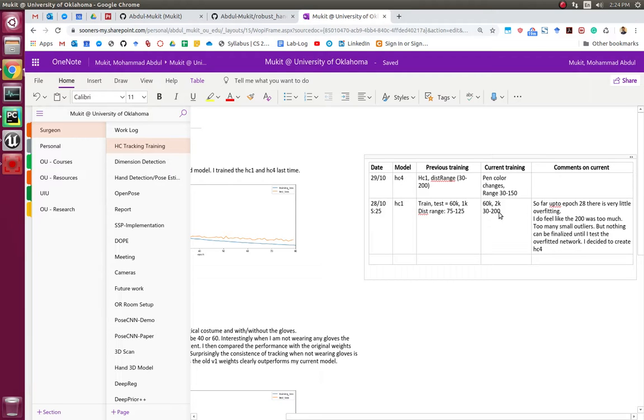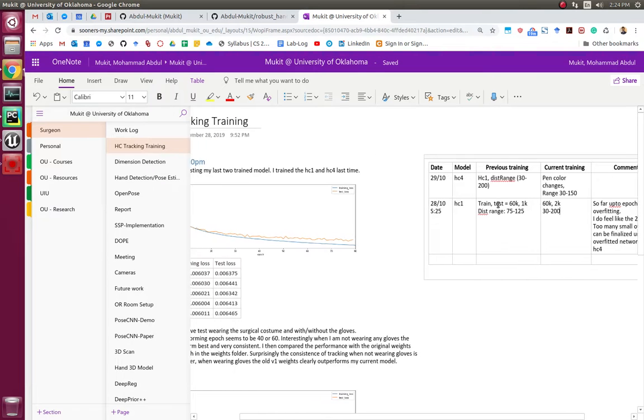And here one thing I changed from my previous iteration of training is that I'm changing the distance from 30 to 200 units from the camera. I'm going to test this model's performance compared to my very first model that I trained at the beginning of this research.